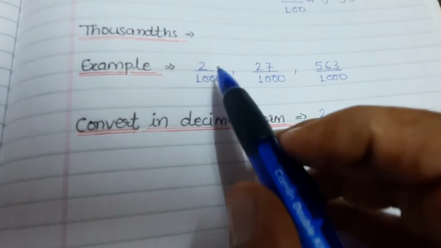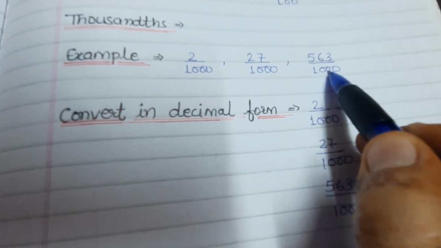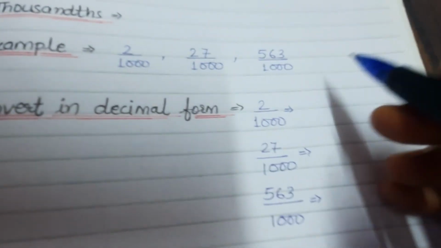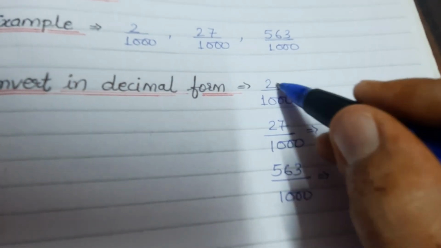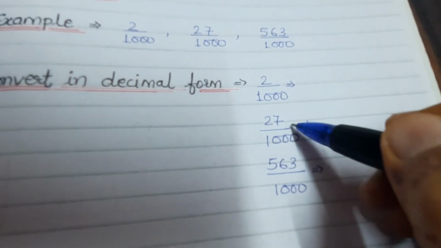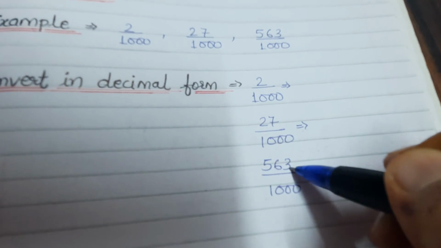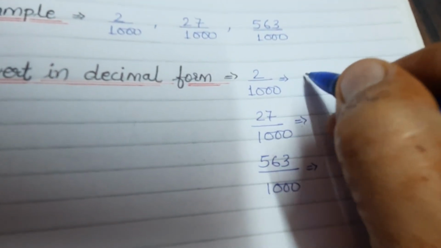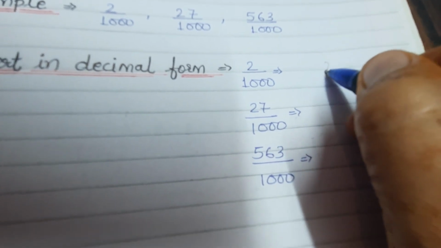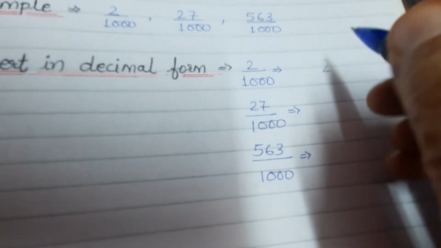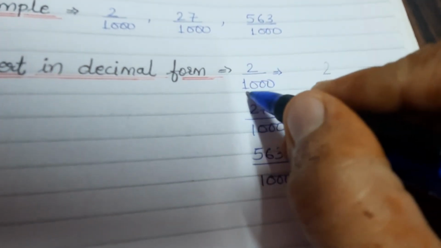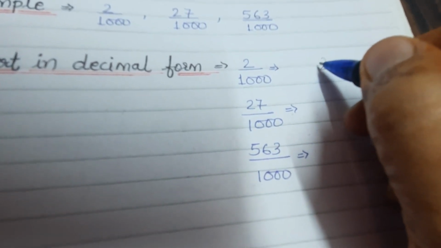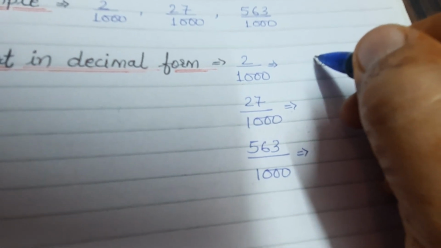So a decimal fraction with 1000 as a denominator is called thousandths. Now how to convert it into decimal form? Here is 2 upon 1000, 27 upon 1000, 563 upon 1000. So we will convert. First we will write the numerator as it is. Now in 1000 there are 3 zeros. It means we need 3 digits after the decimal.